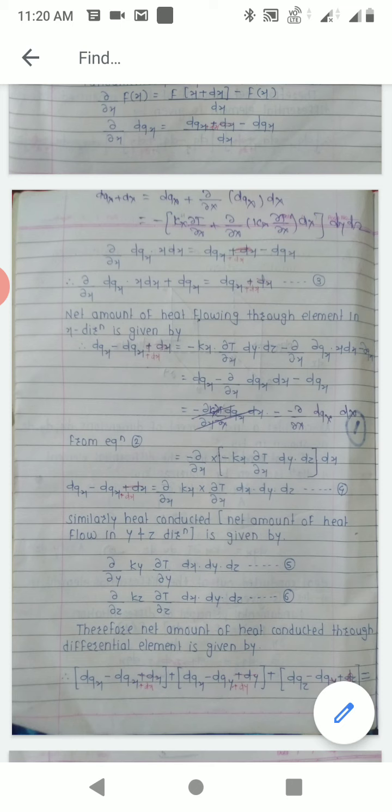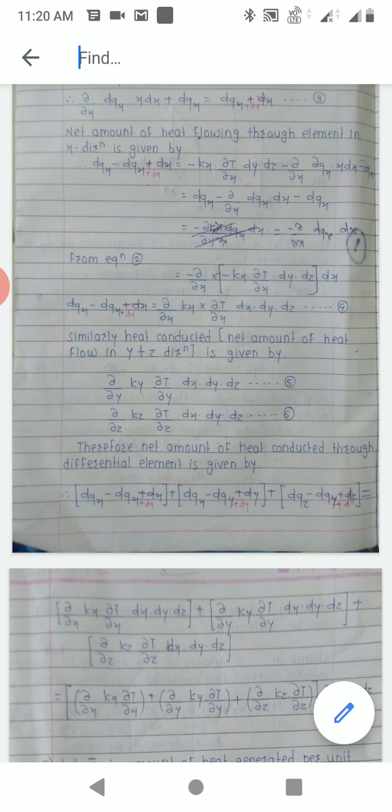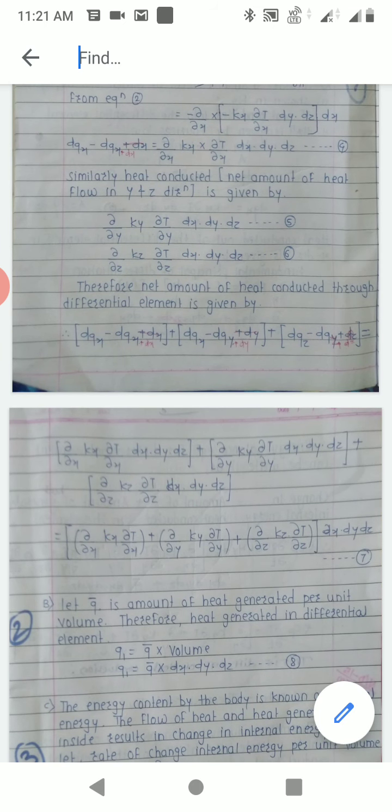So we are just adding our equation number 4, equation number 5 and equation number 6. After adding, we have one common term, dx dy dz, between these three equations. That's why we keep dx dy dz common and all other terms in addition. So we get the net amount of heat flow in by the element equals equation number 7: [∂/∂x (kx ∂T/∂x) + ∂/∂y (ky ∂T/∂y) + ∂/∂z (kz ∂T/∂z)] dx dy dz. Okay, this is our equation number 7.